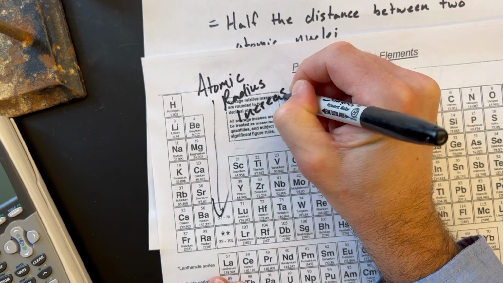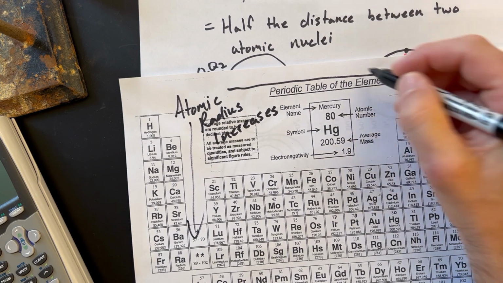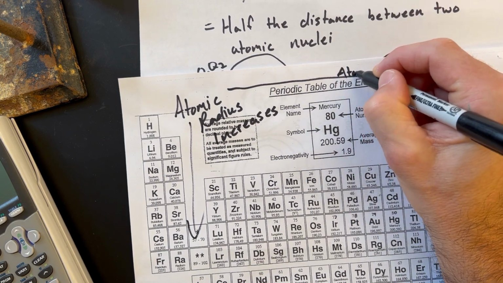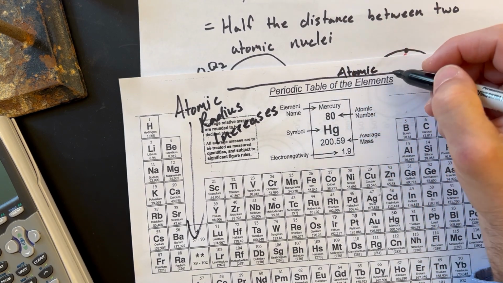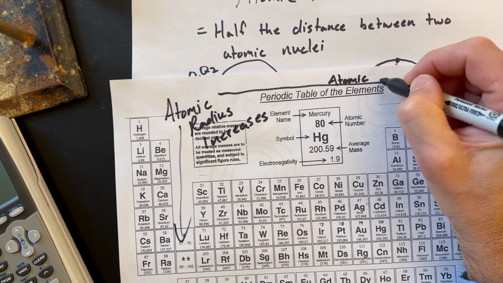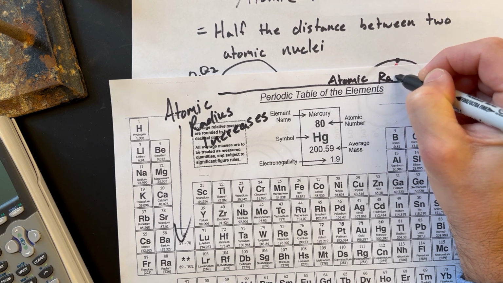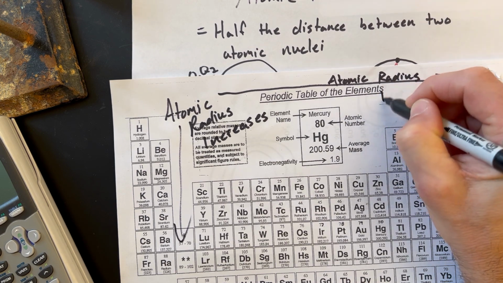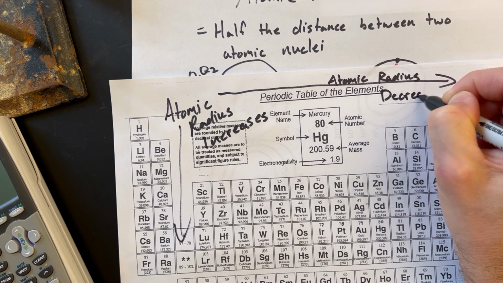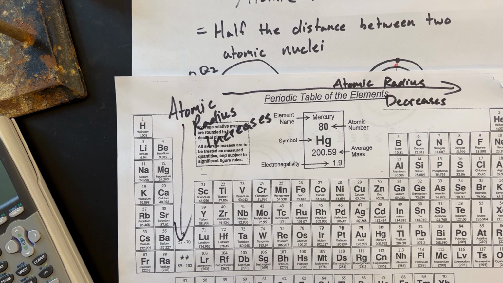And as we go across the periodic table, atomic radius decreases, because again, we have an increased nuclear charge with the same number of energy levels of electrons. And that's how we would explain the periodic trend for atomic radius. Thanks.